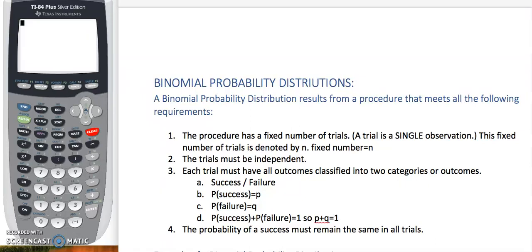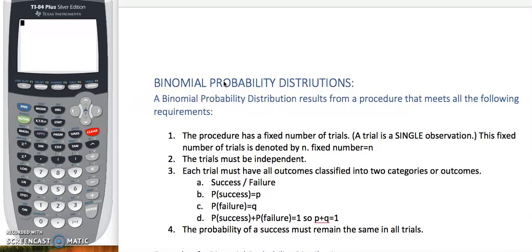Here is the first video in a two-part series talking about binomial probability distributions. Previously, you learned about what a probability distribution is and the requirements to have a probability distribution. There are three requirements. The first, you need a numerical random variable x, and its values are associated with probabilities.